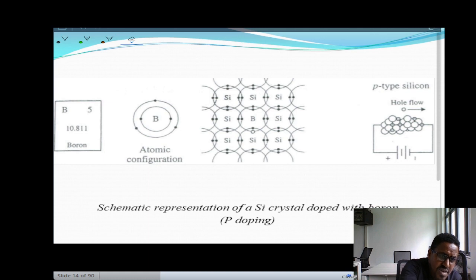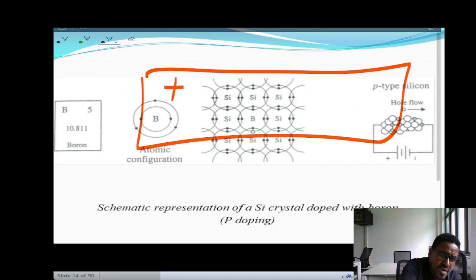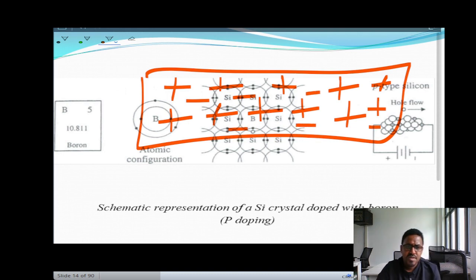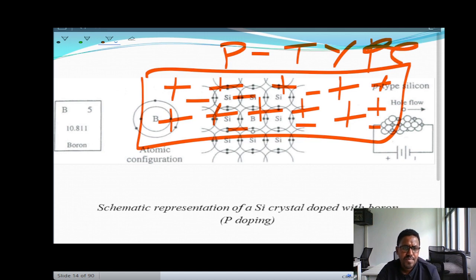So the majority carriers of p-type are the positive particles, or we can call them holes, and the minority carriers are electrons. So by this principle, in p-type the majority carriers are holes and the minority carriers are electrons.